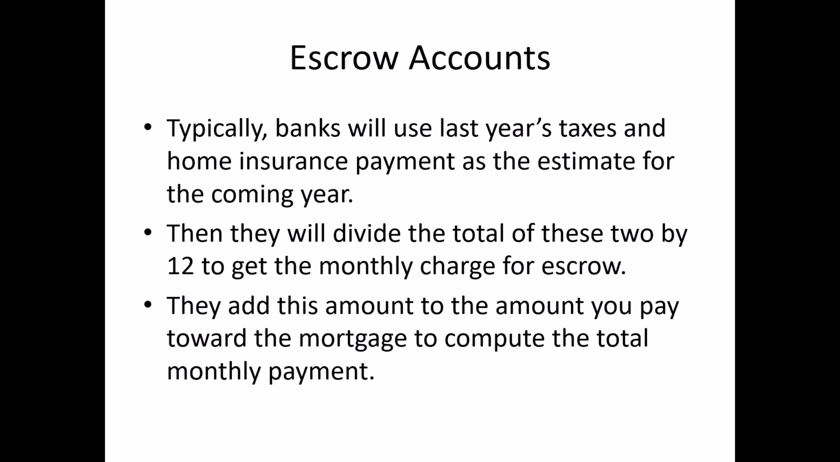Normally, they would take the total of the taxes and the home insurance, add them together, and divide by 12, and this would be the charge that would go into escrow, made along with the monthly payment toward the mortgage. So when you get your loan payment that's due, it's a combination of these payments. You have the mortgage payment that goes toward the loan. You have the payment that goes into the escrow account so that when taxes are due, the taxes come out, and that's paid automatically. When insurance is due, that's, again, automatically paid through this account.